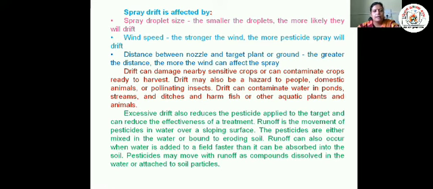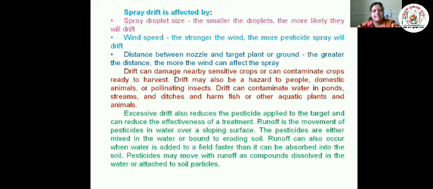Drift can damage nearby sensitive crops and can contaminate crops ready to harvest. Drift may also be hazardous to people, domestic animals, and pollinating insects. The drift can contaminate water in ponds, streams, and ditches and harm fish or other aquatic plants and animals. Excessive drift also reduces the pesticide applied to the target and can reduce the effectiveness of the treatment. Then runoff is the movement of pesticides in water on a sloping surface.